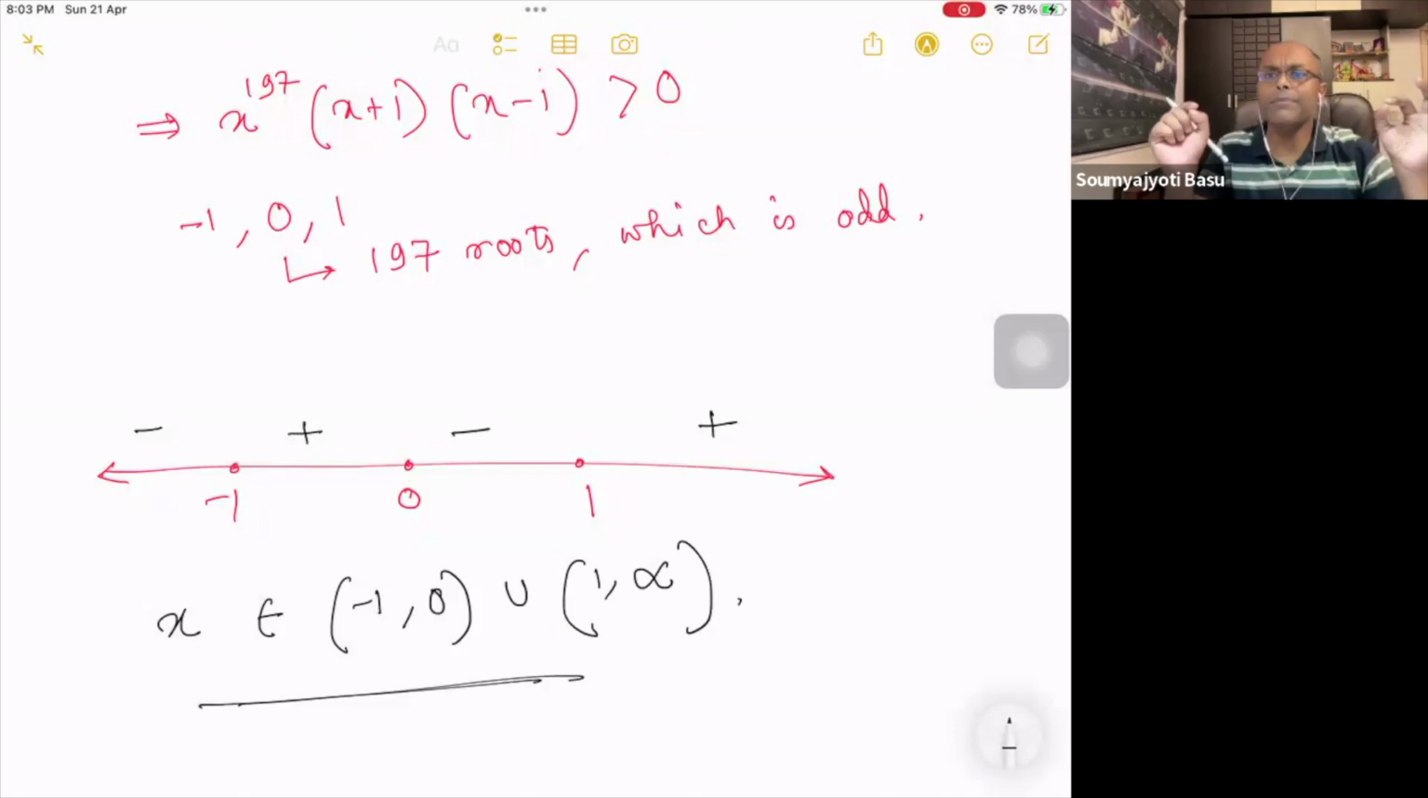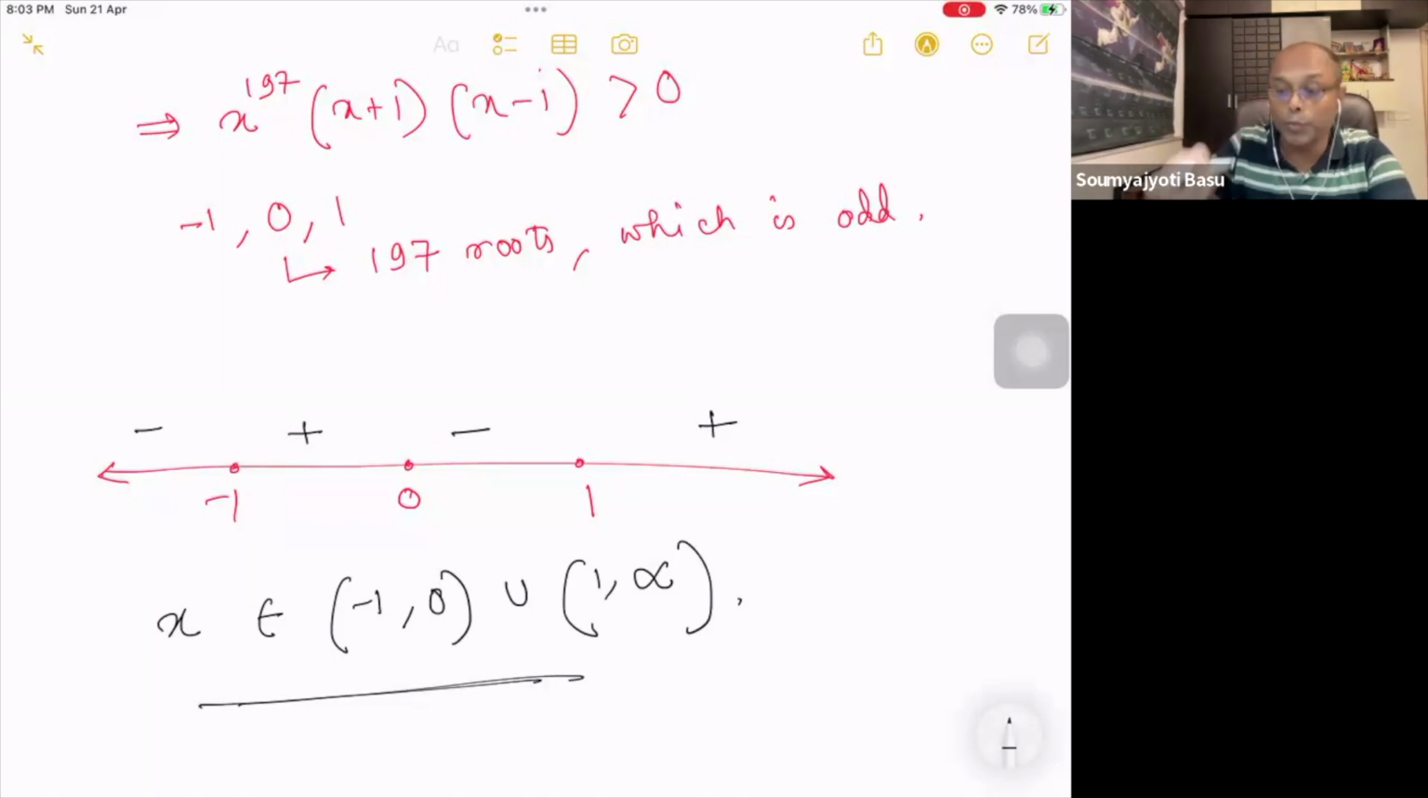Very simple problem, but this trick or this point needs to be remembered. There are two things that I showed. First of all, when an expression is always positive, you can remove it from the equation. Had it been always negative, then also you could have removed it, but by flipping the side. After that, check for the number of roots. We did it over here.